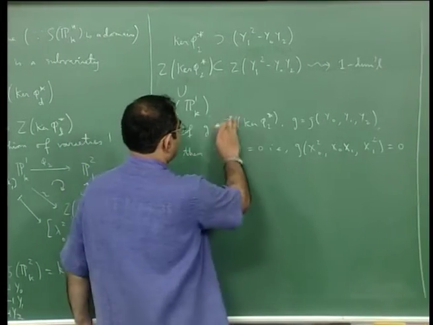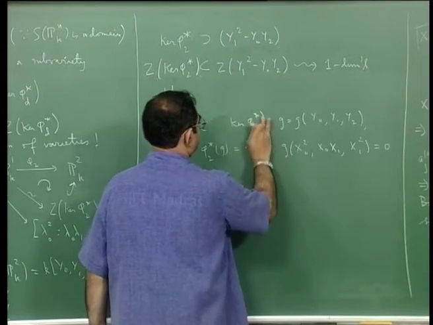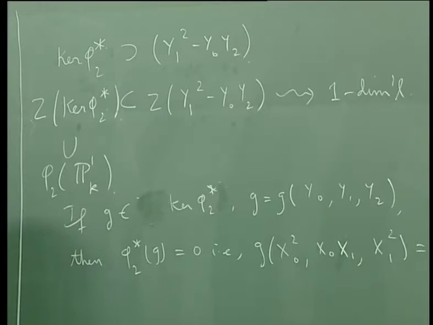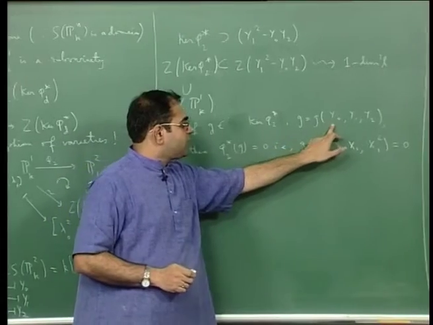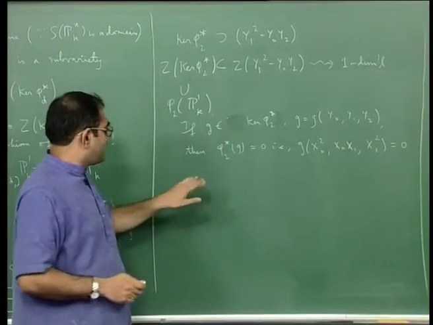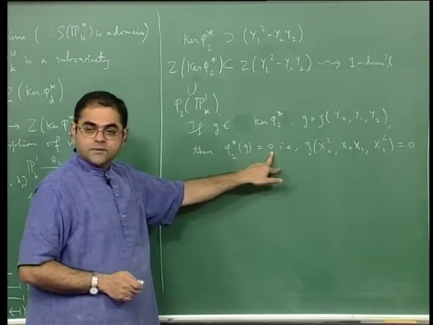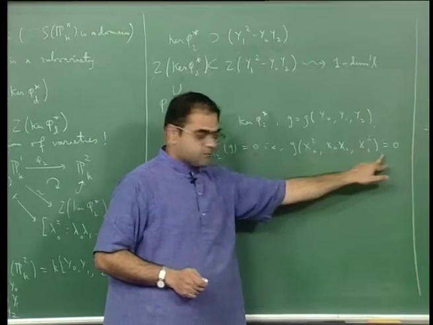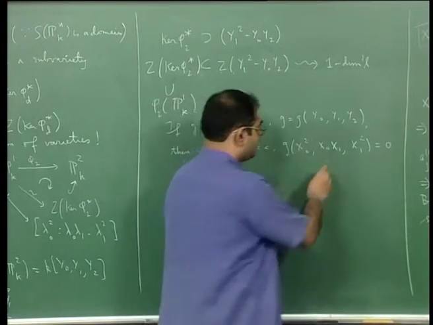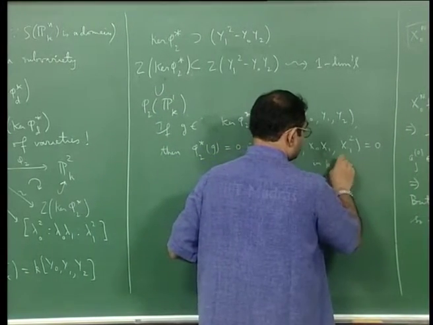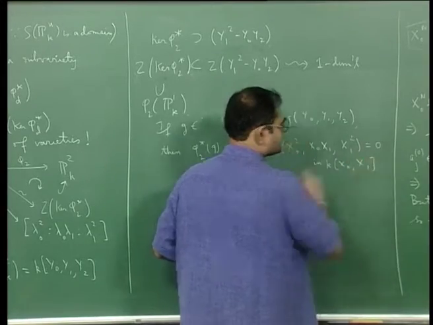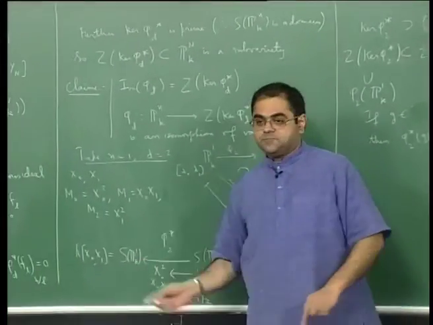Sorry, G is just in the kernel of phi 2 star, not the 0 set. Suppose G is in the kernel, write G as a polynomial of these 3 variables, and if it is in the kernel, phi 2 upper star of G is 0, so that means G of this is 0. Mind you, this is a polynomial, this is happening in k of x0 x1, that is how this map is defined.